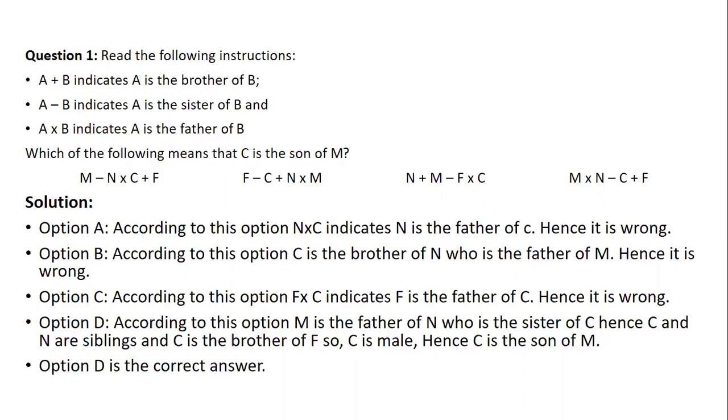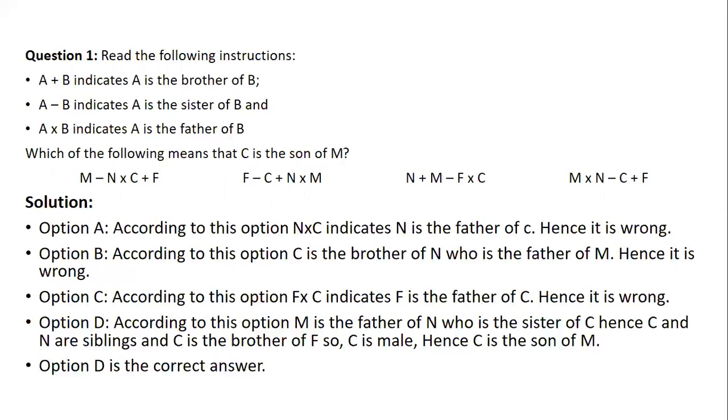Now option B, according to this, see here, N into M. So N is the father of M. No, not accepted. Wrong. Now F into C. So F is the father of C. No, not accepted. So automatically option D should be correct.